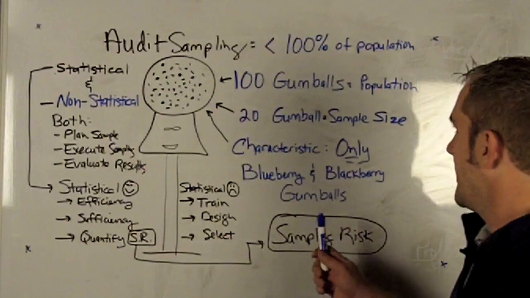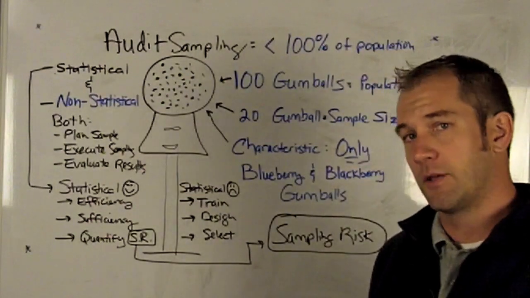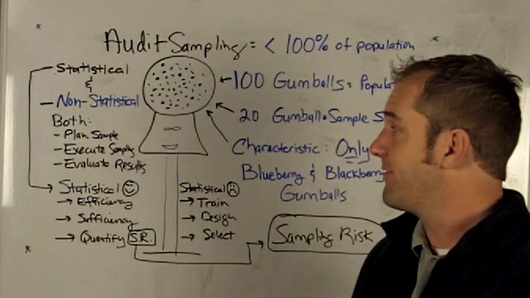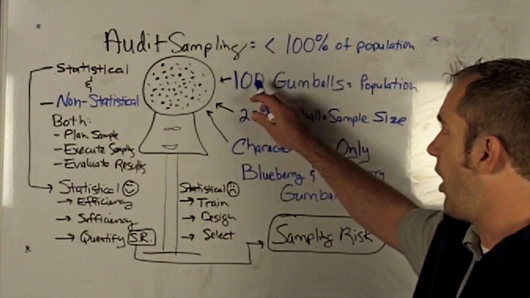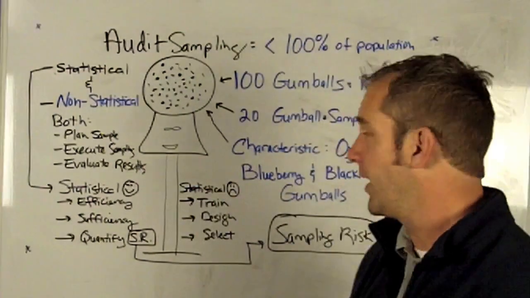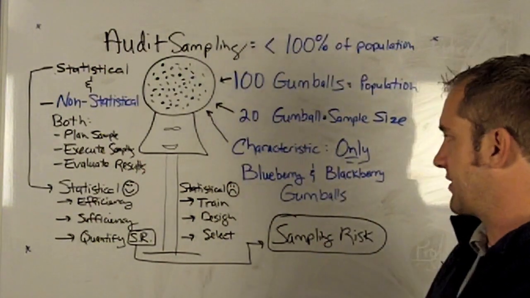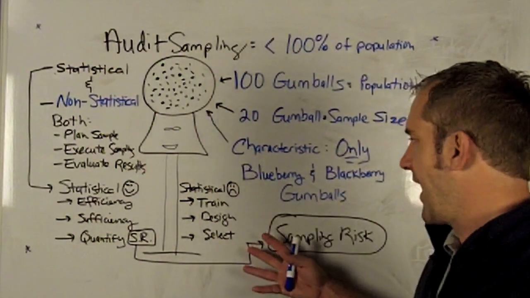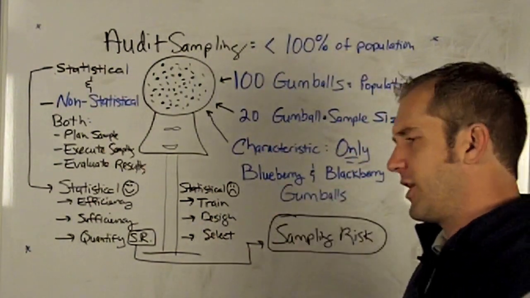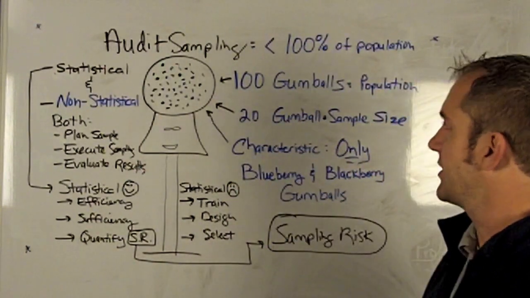What is sampling risk? If I take those 20 gumballs and draw a conclusion about the population based on those 20 gumballs, and my conclusion happens to be different than if I had gone ahead and audited all 100 gumballs, well, that's sampling risk. It's arriving at an incorrect conclusion, and it has to do with your sample size. Some disadvantages of statistical sampling are that you have to train your staff, you have to take the time to design the sample, and then you actually have to go and select the items. So those are 3 disadvantages.